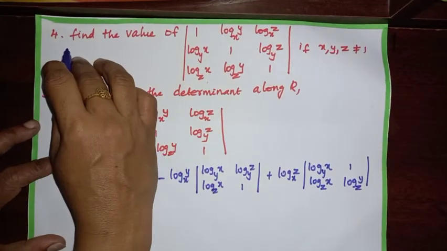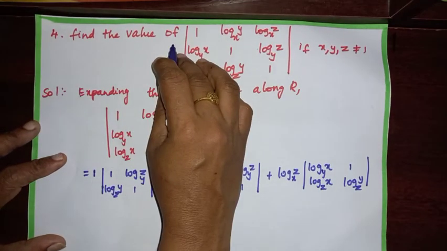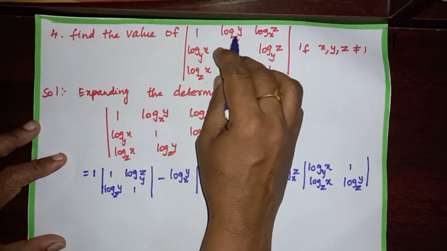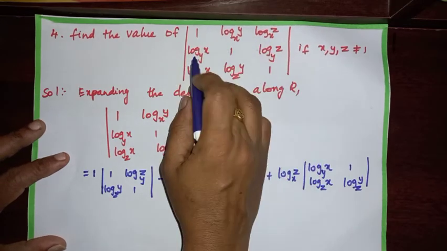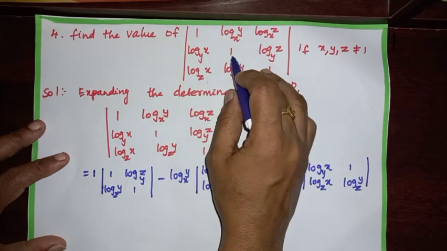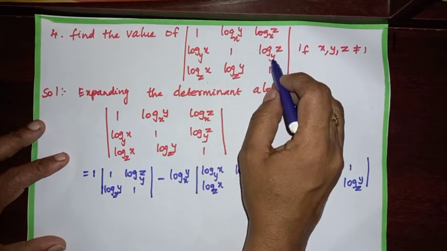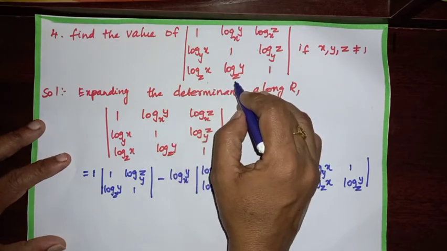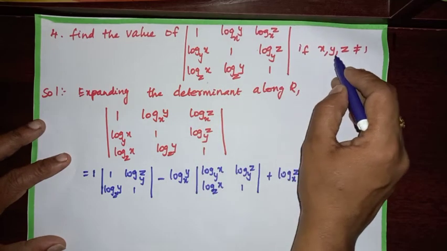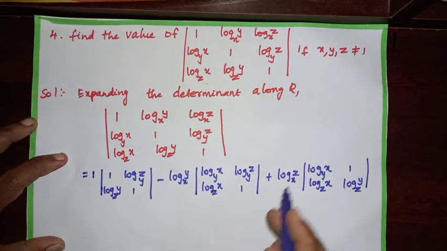Question number 4. Find the value of the determinant with rows: 1, log y with base x, log z with base x; log x with base y, 1, log z with base y; log x with base z, log y with base z, 1, if x, y, z are not equal to 1.